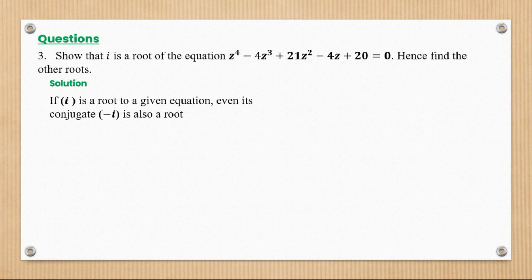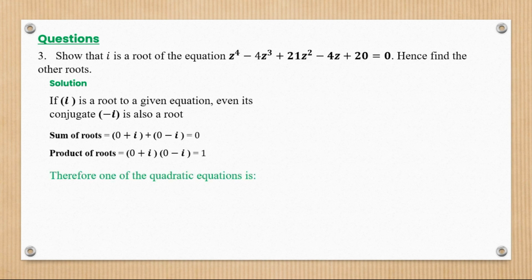So if i is a root of a given equation, even its conjugate negative i is also a root. Now the sum of roots, we've shown that the real parts are actually 0, so when we add the two, we get 0. Then the product of roots is also like that. We can also say the answer is 1. So therefore, one of the quadratic equations is that.